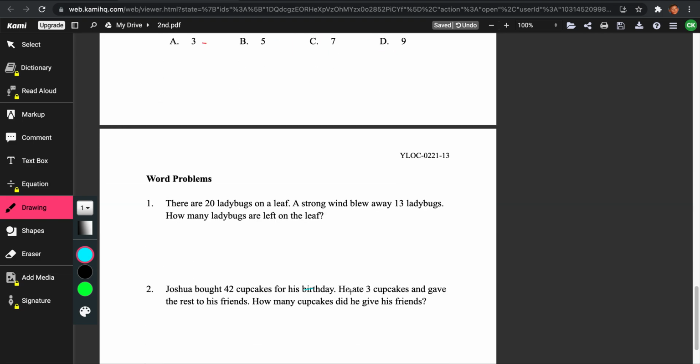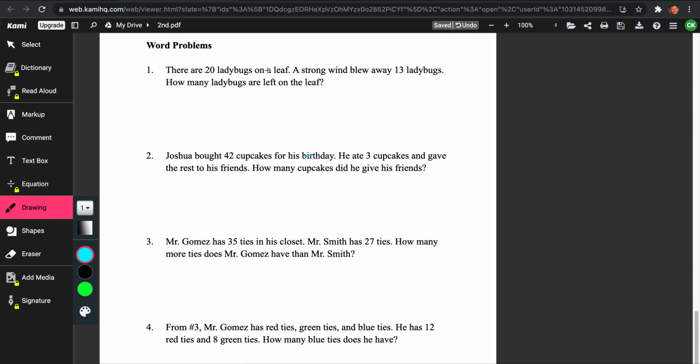Okay, let's do word problems now. Let's look at number 1. There are 20 ladybugs on a leaf. A strong wind blew away 13 ladybugs. How many ladybugs are left on the leaf? We need to figure out how many are left, meaning we're going to have to subtract. So we're going to do 20 minus 13. Again, with 20, you have to borrow, move it. 10 minus 3, that's 7. 1 minus 1, that cancels. So there would be 7 ladybugs left on the leaf.